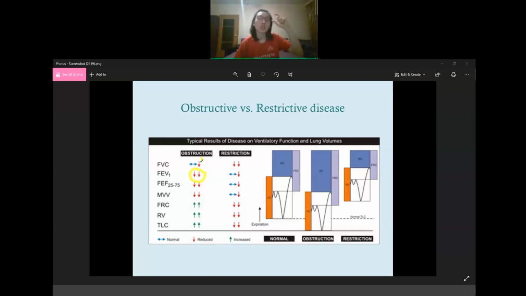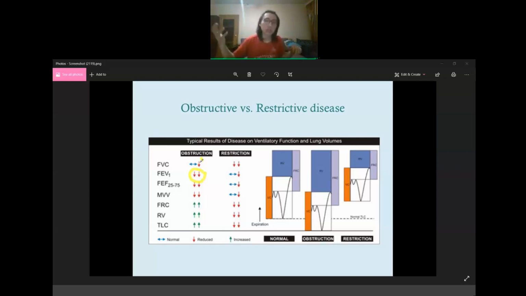But your FEV1 will definitely decrease, because the patient cannot empty their lungs fast enough. When we perform the ratio, your numerator is your FEV1 and your denominator is your FVC. So if we do simple math, when your numerator decreases, the ratio will definitely decrease as well.